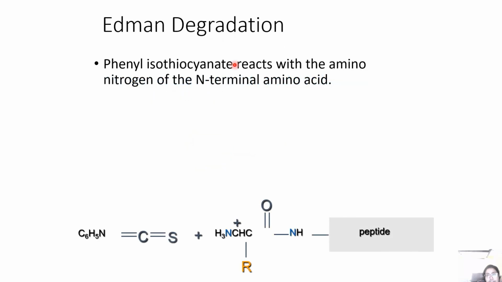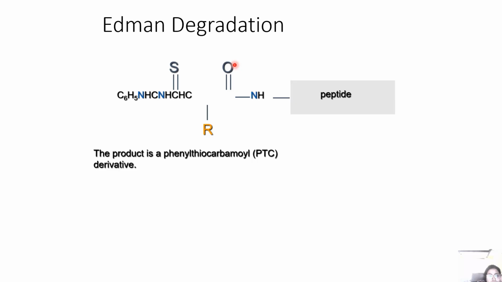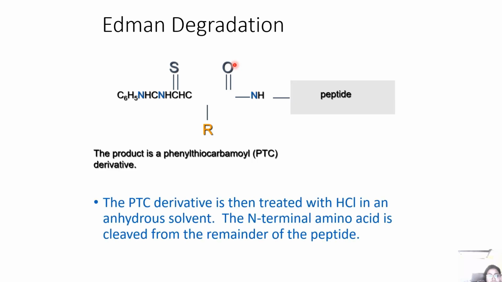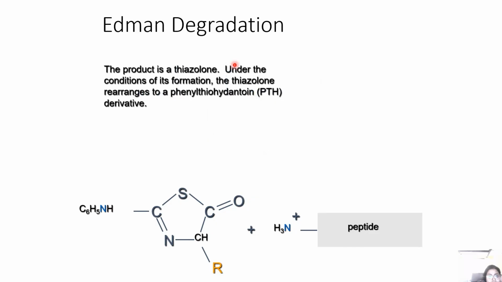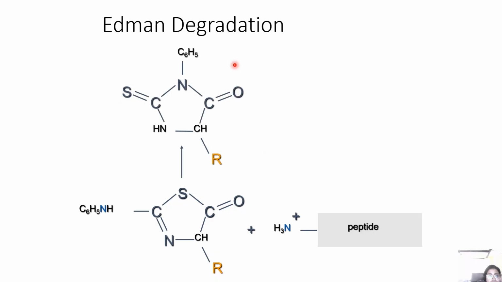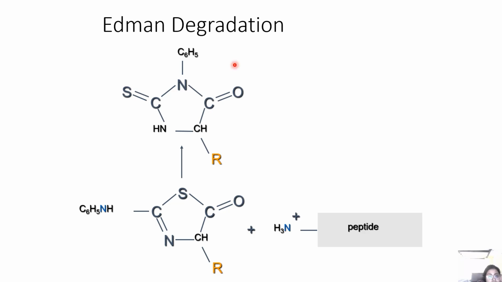Phenyl isothiocyanate reacts with the amino nitrogen of the N-terminal amino acid, and the product is this. The PTC derivative is then treated with HCl in an anhydrous solvent, and the N-terminal amino acid is cleaved from the remainder of the peptide. The product is a thiazolone, which under the conditions of formation reacts to give a phenylthiohydantoin derivative.